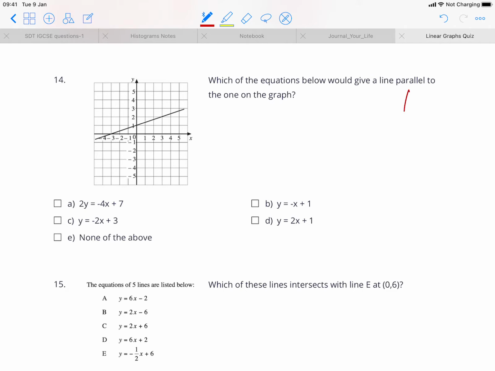Now we're looking for parallel. Again, parallel, we said, is the same gradient. So you find the gradient of the line on the graph. Well, it's the same as the one above, so we know the gradient is 1 over 3. We can see no, no, no. None of those have a gradient of a third. It's none of the above.